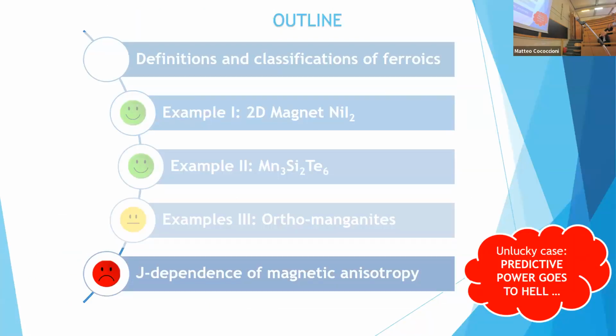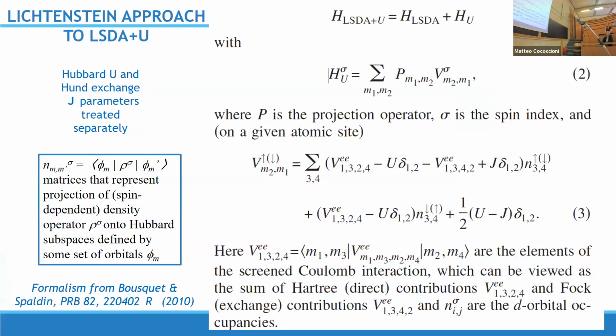And then the final one, I believe there were a couple of questions on the J. So I want to show a system in which basically we don't have any predictive power. Okay, so there was a question, I believe, on the J dependence. So usually people use Dudarev, rotationally invariant, where the result depends just on U minus J. However, what happens if you have a non-collinear spin texture? Then you have to use a Liechtenstein approach.